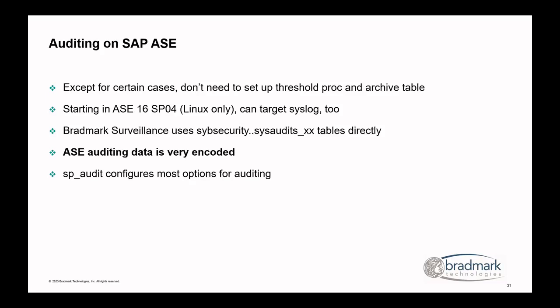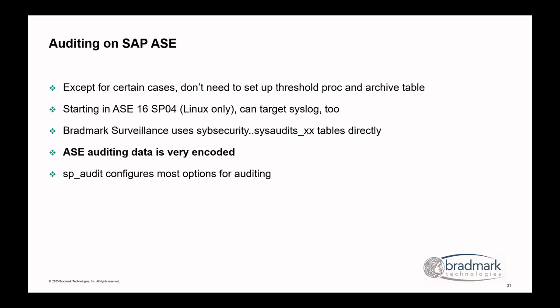Also, starting in ASE 16 SP04 on Linux only, unfortunately, you can also target syslog. So syslog is another option in addition to the built-in option where you can store the data in the database. But really, you can turn on auditing without a lot of trouble. Bradmark surveillance actually uses the auditing tables directly. So without having to set up a threshold proc or an archive table, you just turn on auditing with certain options, and Bradmark surveillance can start gathering the auditing data right away. It doesn't have to be a difficult process to set up for most cases. Of course, there are some cases where it has to be a certain way, but in most cases, we've found that going toward the auditing tables is a great way to get the information.